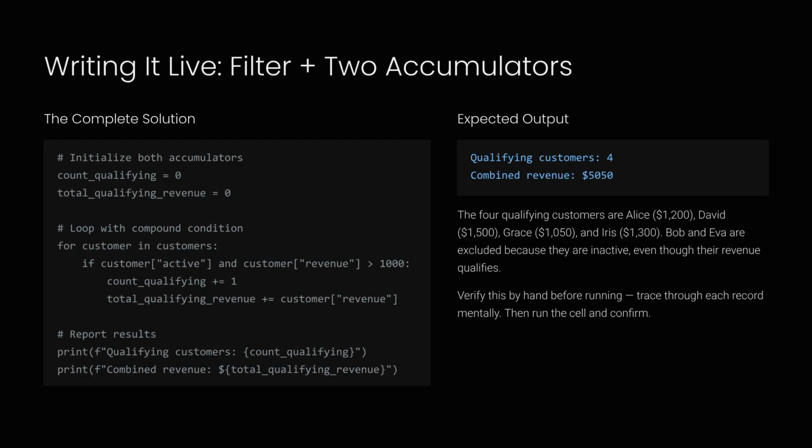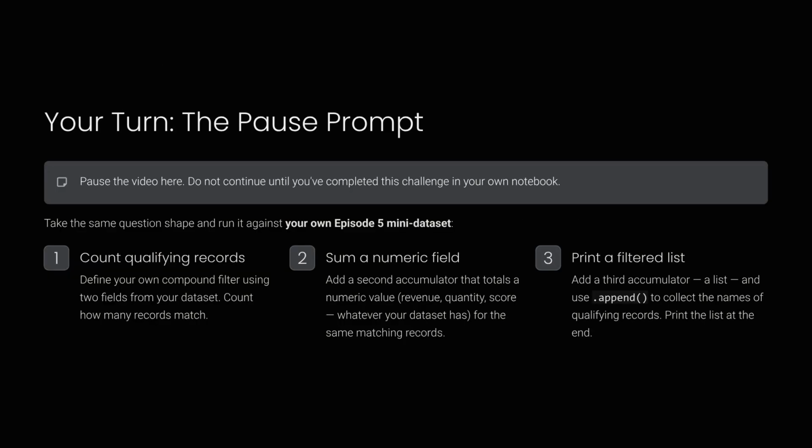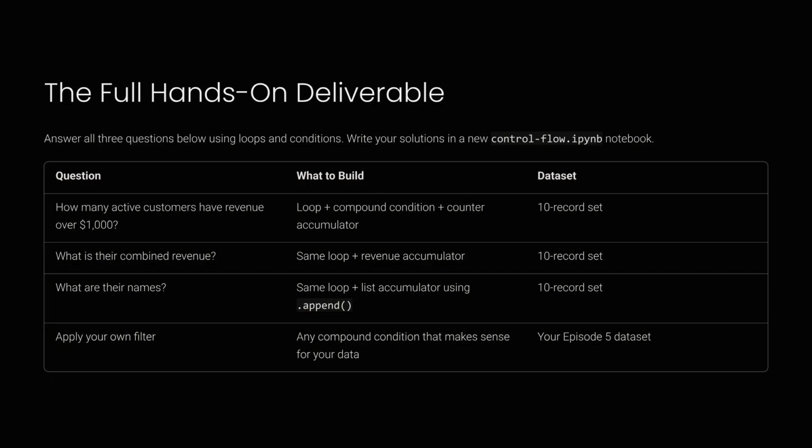Here is the solution code. Notice how we use a compound and condition for the filter, and maintain 2 accumulators to track both count and revenue. Pause the video and apply these steps to your own episode 5 dataset. Complete all 3 tasks: count qualifying records, sum a numeric field, and collect names into a list. Use this table as your guide for the deliverable. Ensure your logic covers filtering, accumulation, and list collection in your control flow, IPYNB notebook.